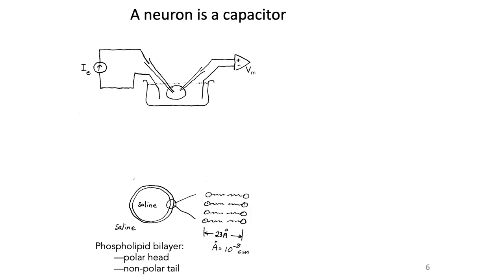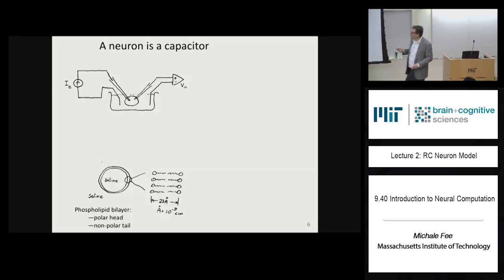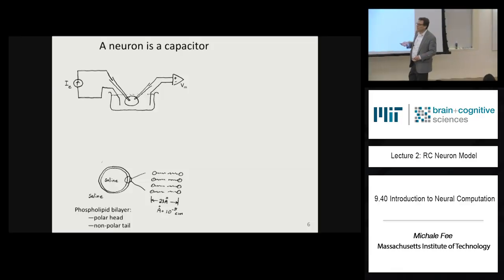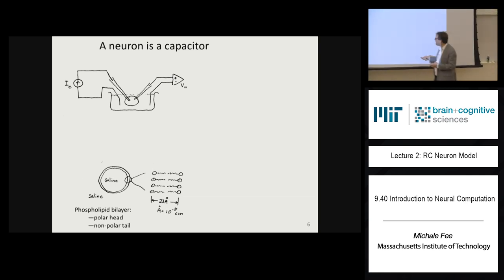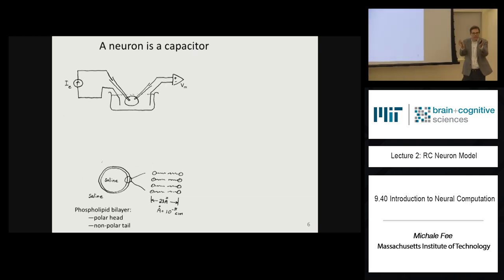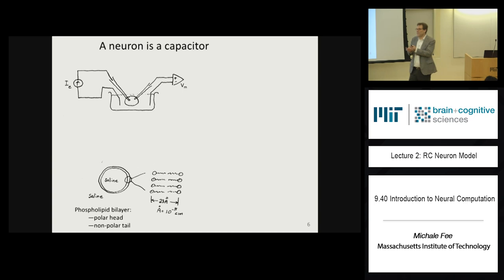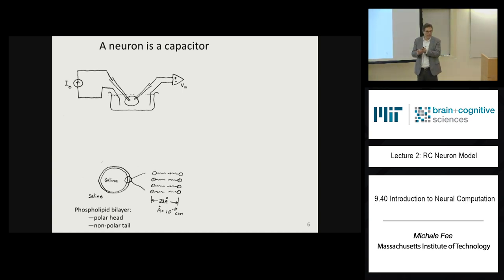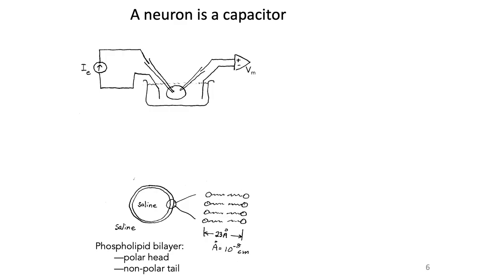All right. Now let's take a closer look at our little spherical neuron. We've chopped all the dendrites and axons off, so it's just a little sphere. And you can basically model a neuron just like any other cell as a spherical shell of insulating material. Okay, in this case, a lipid bilayer. This is a phospholipid bilayer.